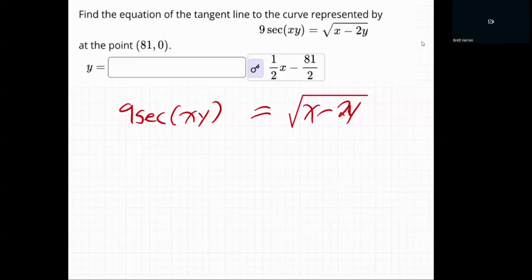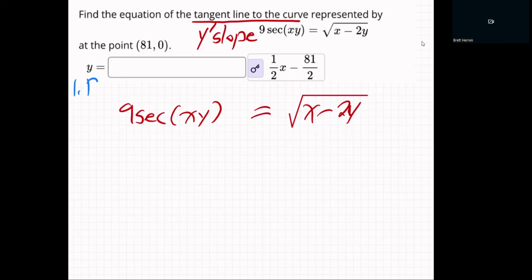Welcome to an example where we've got 9 secant xy equals square root, and they want us to find the tangent line to the curve, which always means y prime, which is slope. We're going to have to find slope by finding the derivative. Okay, so how do we do it?